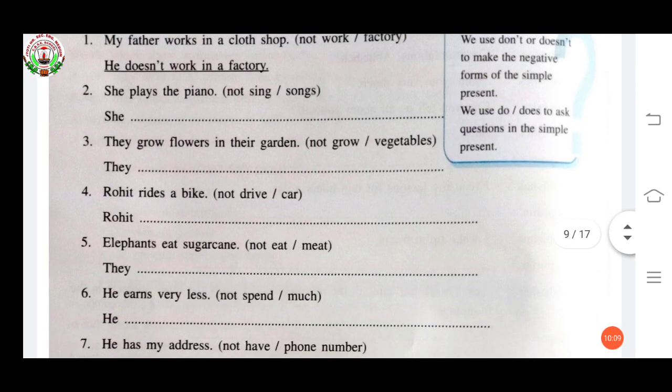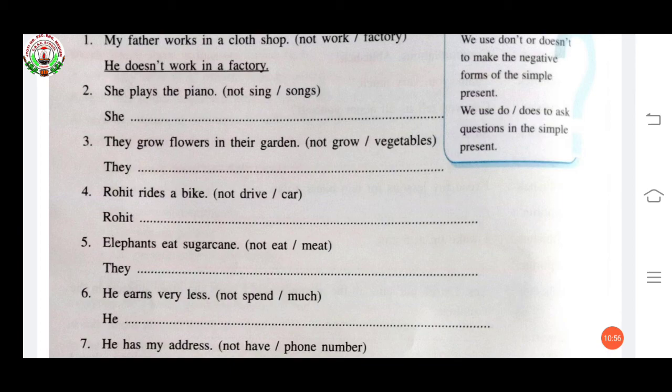Now see the third one. They grow flowers in their garden. Not grow vegetables. These two words are given. Here you see they is given. So they is what? They is plural. And with plural, what do we have to use? We have to use do. Or if we are making a negative sentence, then we use don't. So with they, what will come? Don't will come. They don't grow vegetables. Again I am repeating, they don't grow vegetables.